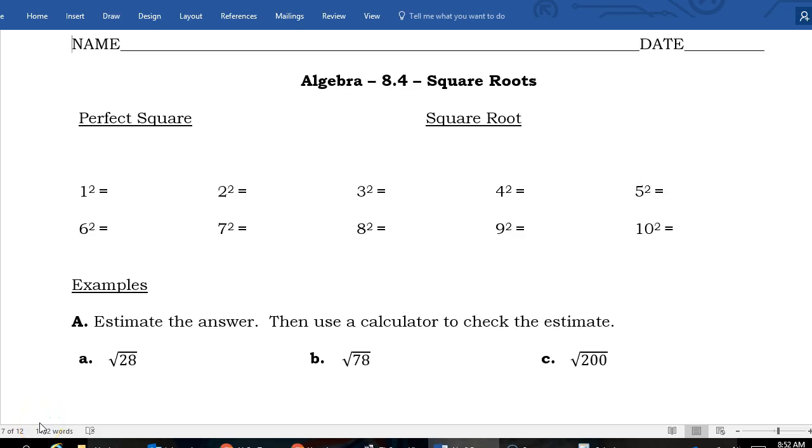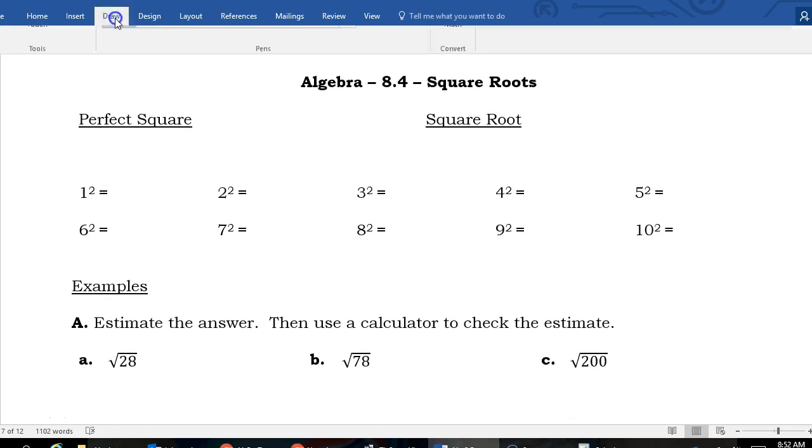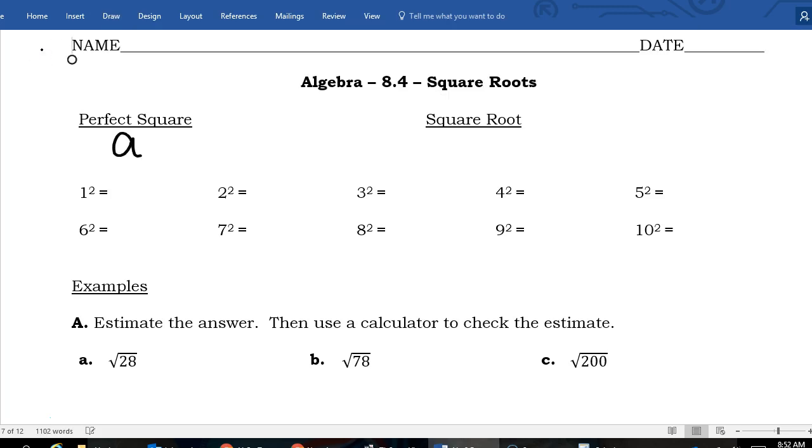This is Algebra Lesson 8.4, Square Roots. So a perfect square is when you take a number and multiply it by itself. We know lots of perfect squares, hopefully: 1 times 1, 2 times 2, 3 times 3, 4 times 4, which we'll fill out in just a second.